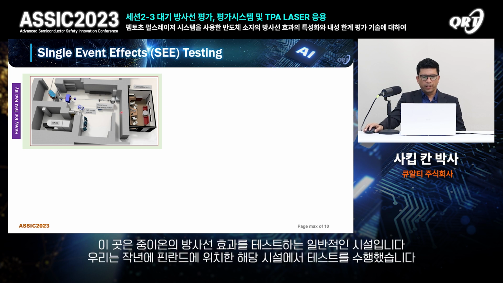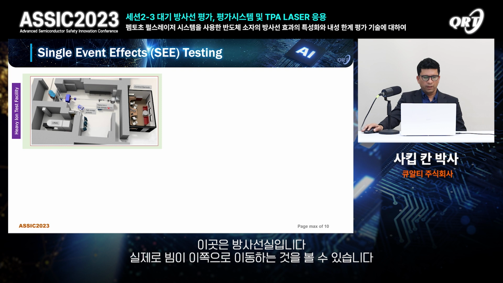This figure shows a typical radiation effect facility for heavy ions. We performed testing at this facility last year. It is situated in Finland. This is the radiation room, the radiation beam room. You can see the beam is actually delivered from this side.